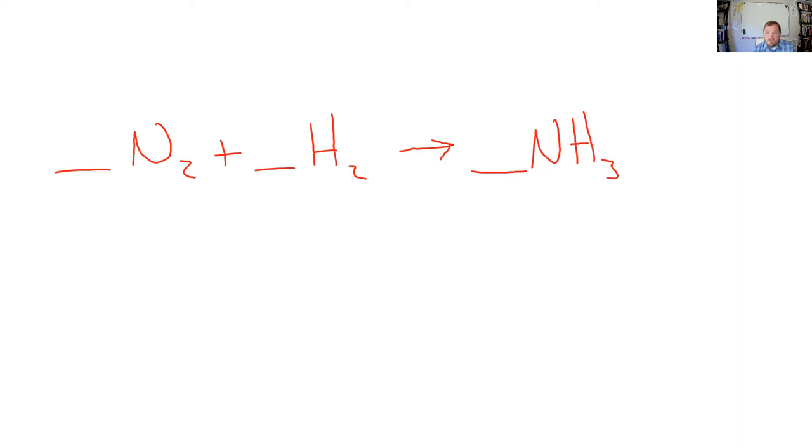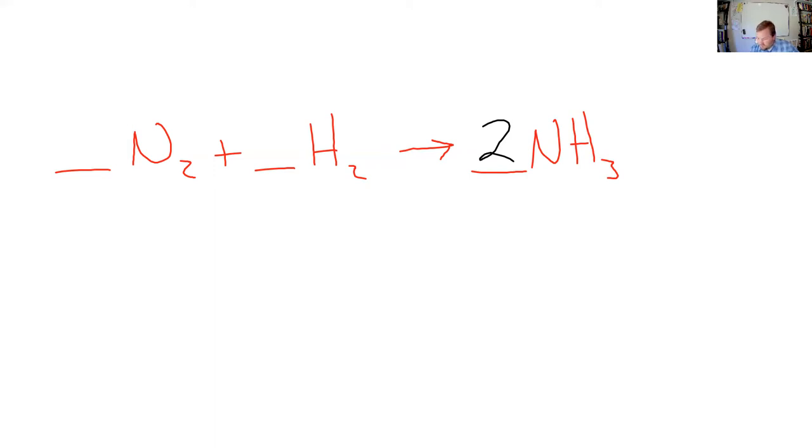What's the first thing you notice about the nitrogens in this one? Actually, everything for that matter. On the left-hand side, our nitrogen and our hydrogen are both even, right? There's no way we could ever get to an odd number of nitrogens or an odd number of hydrogens. But on the product side, that ammonia has an odd number of each of them. So that tells us right off the bat, it has to be an even coefficient on the ammonia gas.